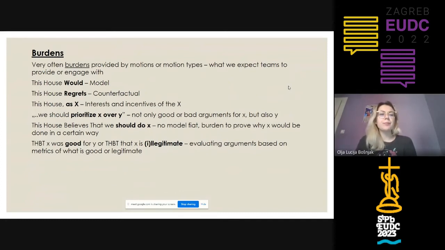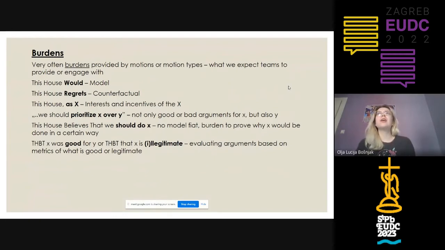At some point, this house as X, which I think is very, very important in judging, it happens that people very often just sort of realize that it's not an actor motion, and that is the motion which has the most specific formula in terms of adjudicating or debating, and it's the simplest one, right? Which is this house as X, what are all the interests and incentives of my actor X, and then how they weigh up. And all of my arguments lead to proving that something is in the interest of this actor.